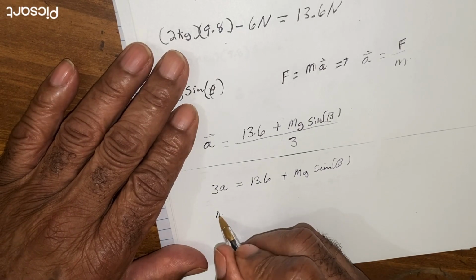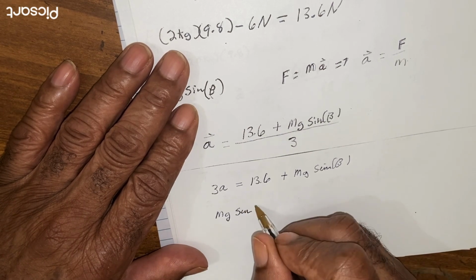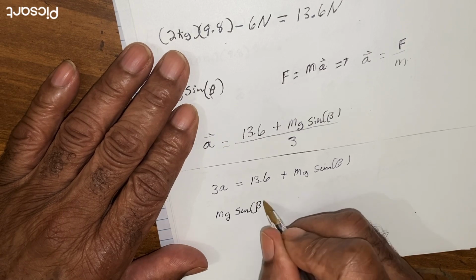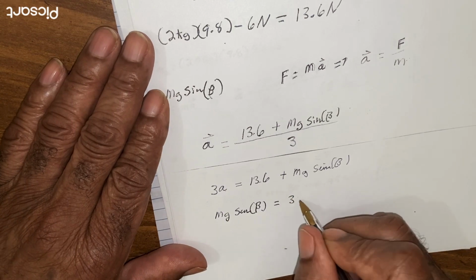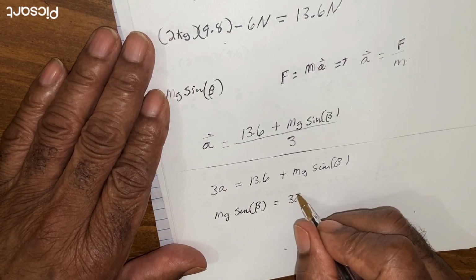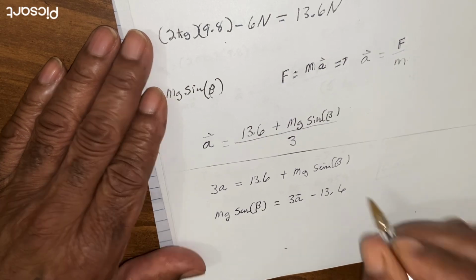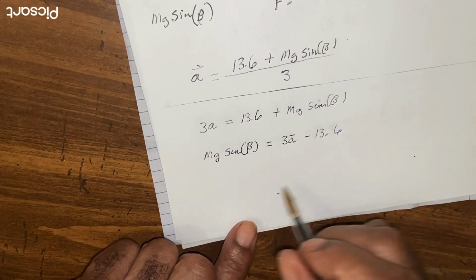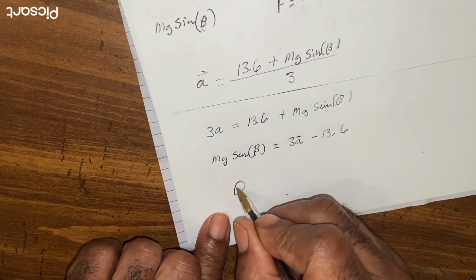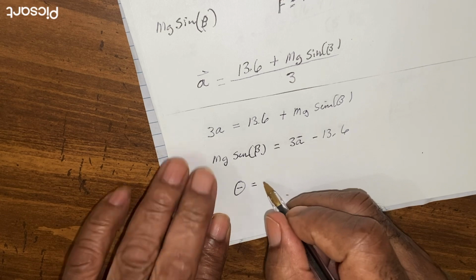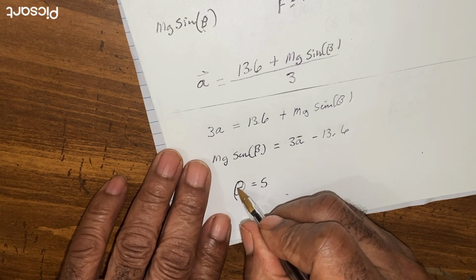So we have mg sine beta is going to equal 3a minus 13.6. So we can just jump, since we know how to do that now. We'll say theta is going to equal sine, let's not say theta, let's say beta, since that's what we're using.